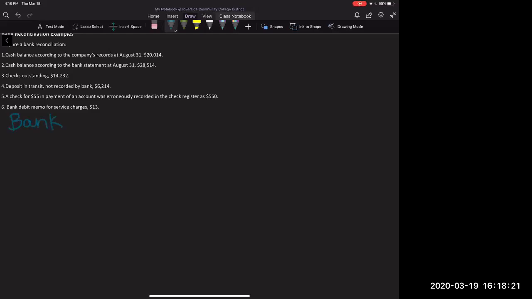And so our bank amount starts off with the cash balance according to the bank. So here it is. It says the cash balance according to the bank statement as of August 31st comes out to $28,514. Okay. Next, we're going to go through and do some adjustments.